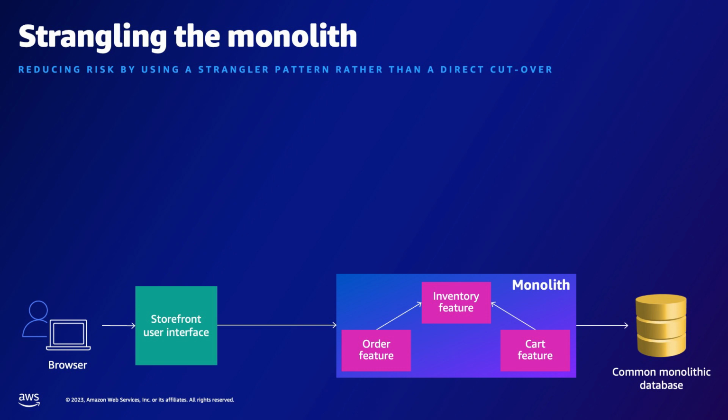Now the application team has identified three main features in the storefront monolithic application: the order feature, inventory feature, and the cart feature, all sharing the same database. The order and cart features internally call the inventory feature for item availability and checkout. Now while the storefront team is planning the migration, a request for a new feature arrives. What can you do here? Should you add the new feature to the existing monolith?